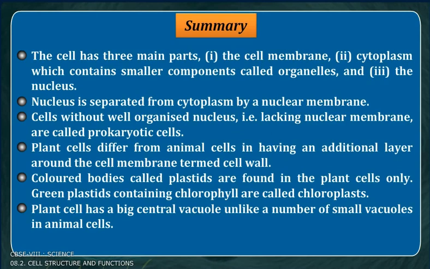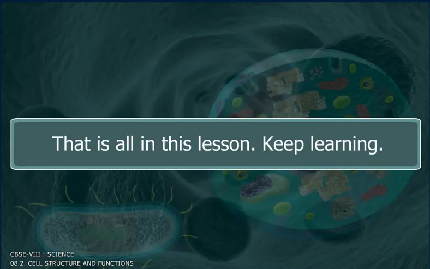Colored bodies called plastids are found in the plant cells only. Green plastids containing chlorophyll are called chloroplasts. Plant cell has a big central vacuole unlike a number of small vacuoles in animal cell. That is all in this lesson.